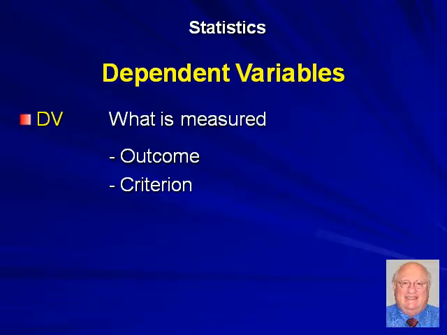This is why one very common synonym for the dependent variable is outcome. The dependent variable is also sometimes called the criterion.